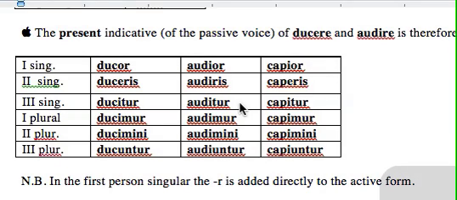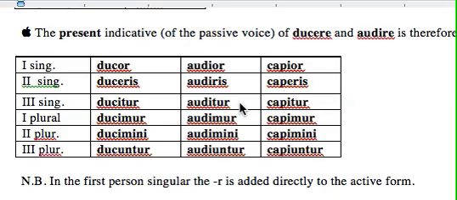I just want to say a few words about the formation of the third and fourth conjugations, passive. It's really self-explanatory in the sense that for the present, imperfect, and future, you just add the passive endings rather than the active ones. So, the active endings are o, s, t, mus, tis, nt. For example, for the verb ducere of the third conjugation, you have duco, ducis, ducit, ducimus, ducitis, ducunt.